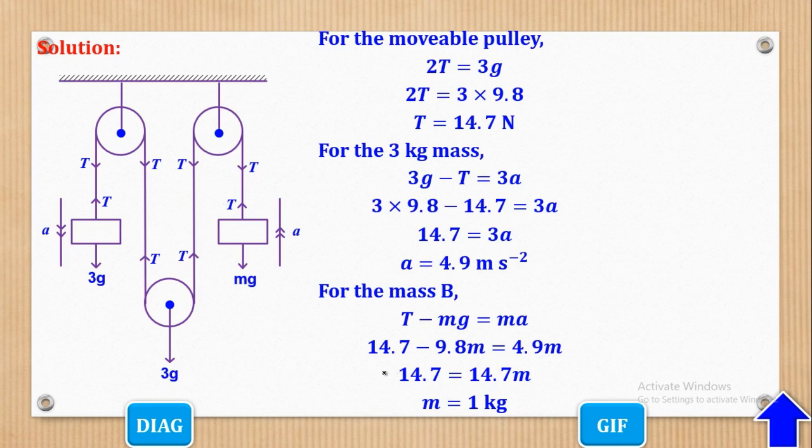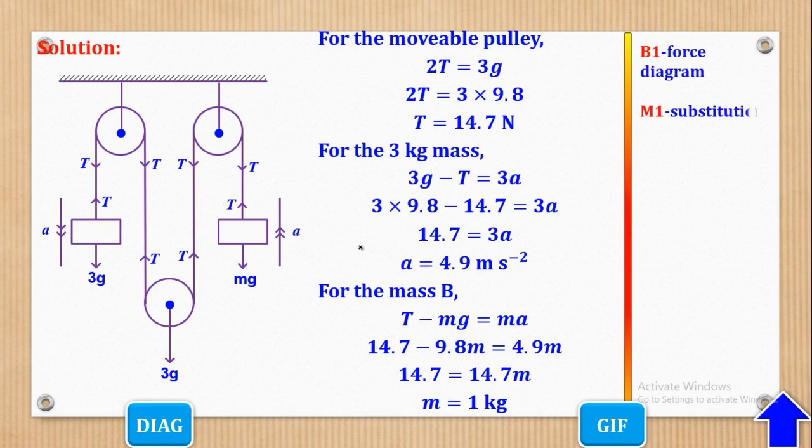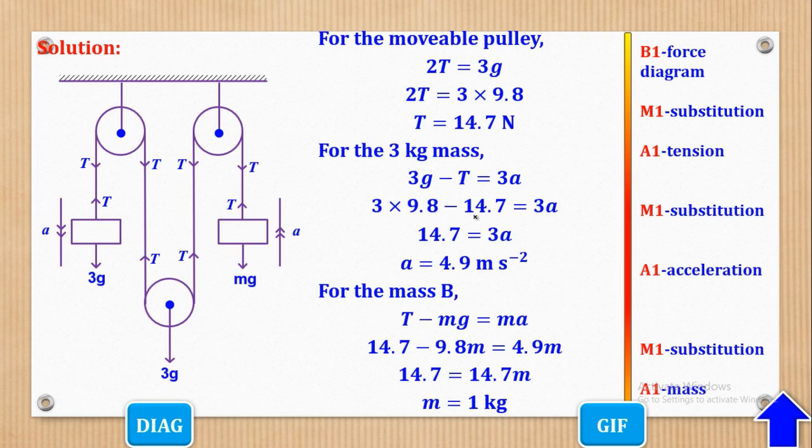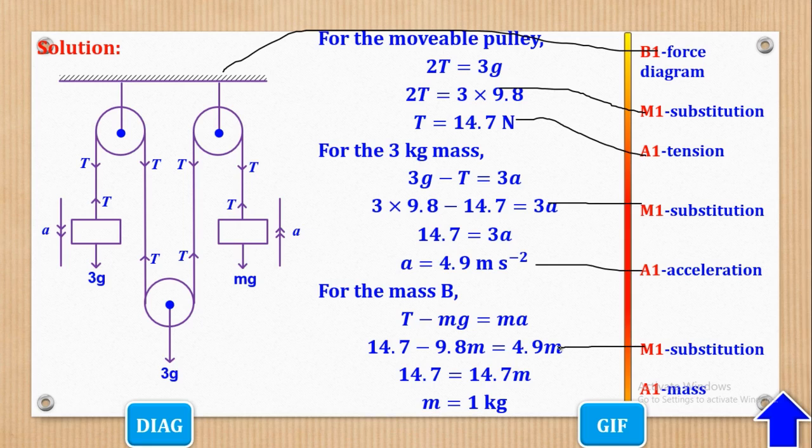Now let's see how marks can be awarded. B1 for the correct force diagram, M1 for substitution, A1 for tension, M1 for substitution, A1 for acceleration, M1 for substitution, A1 for the mass.